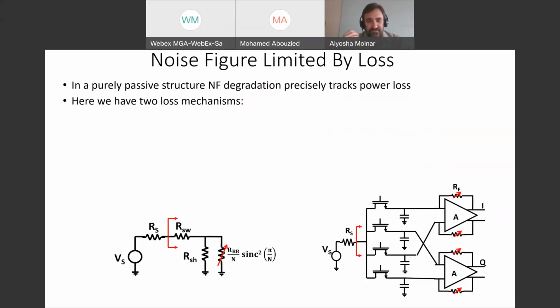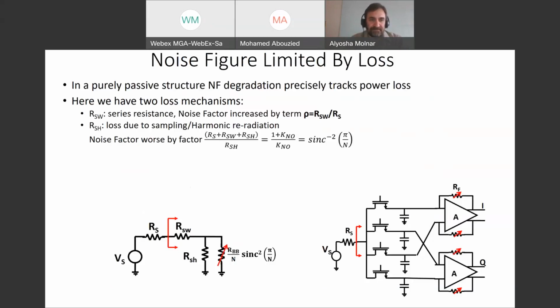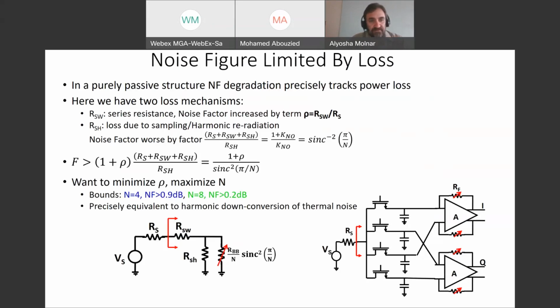Now, we said early on that the primary reason we care about loss is for noise figure. And we said before that we have 2 primary loss mechanisms. We have the switch to source impedance ratio, which I'm now going to call a dimensionless number rho, because it turns out that's the number that really matters. It's not the actual value of R switch or the actual value of RS, but the ratio that always seems to matter. And the second thing was that harmonic loss term we talked about before, which we now see is related to just basic sinc functions. We can compute that factor, and it's proportional to 1 over the sinc squared of pi over n. So from that we can compute our noise factor, and it's just 1 plus rho over that sinc squared term, which tells us that if we want to improve our noise, we have to do 2 things. We have to minimize rho, so make the switch resistance very small, and we have to maximize n.